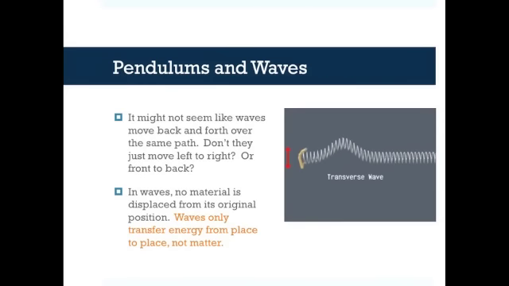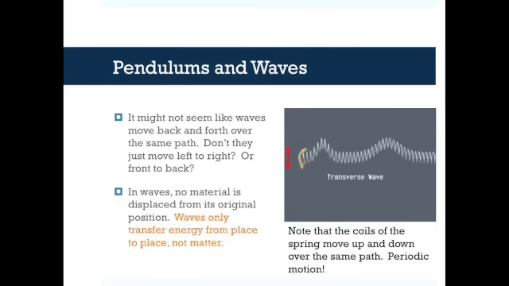So if you look at the coils of that spring, the individual coils stay mostly in one spot. If you pick a coil, it just moves up and down, and the coil itself is not actually traveling to the right or left. So even though the wave is moving, the coil itself stays in one spot and it moves up and down in repeated motion. So that's that periodic motion.